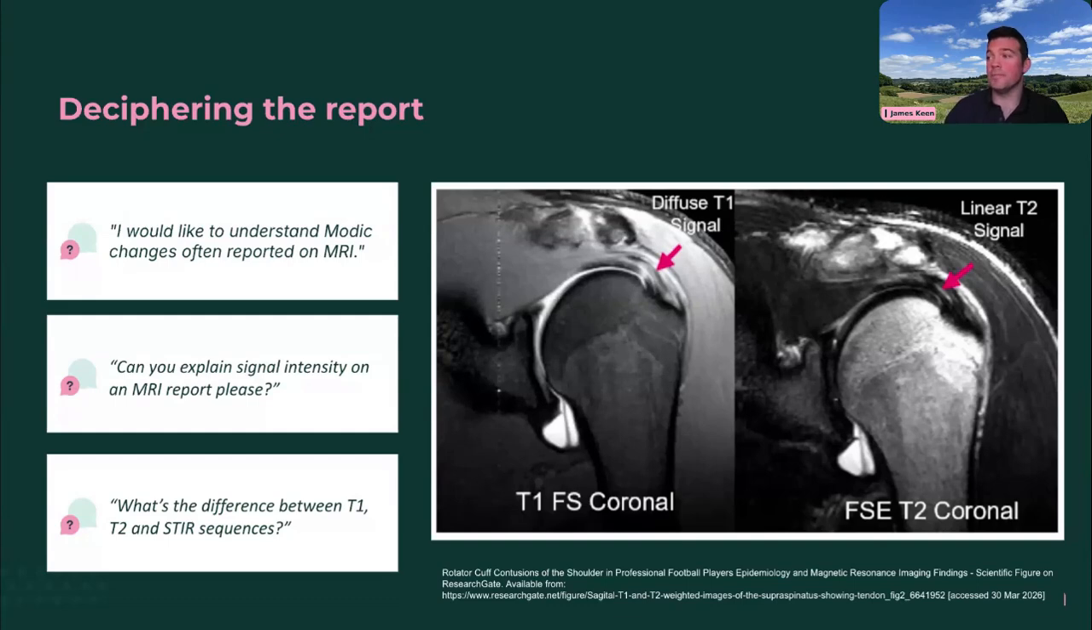So on a T1, you're going to see bright fat. You're going to see sort of dark fluid. Muscle is going to be a sort of grey colour. Yeah, we can see that on screen. Whereas on a T2, you're going to see brighter fluid and lower signal muscle. There's a lot more going on in T2, so this is where a STIR comes in, and a STIR is going to be very, very sensitive to fluid.